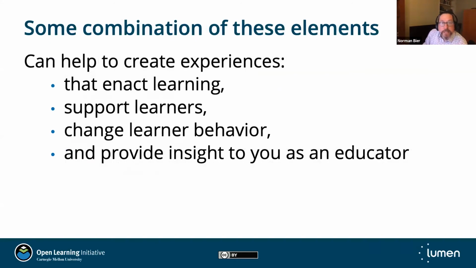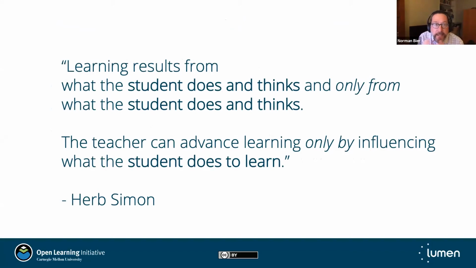But for a concrete example today, what we really want to think about when we think about adaptive systems is some combination of these elements that are going to allow new kinds of experiences that can enact learning, that can support our learners, allow them to change their behavior, but that can also provide insights and opportunities to you as an educator. And this piece is important because really what we're thinking about when we think about adaptivity is a different Herb Simon quote, and that is that when we are really trying to support students and cause learning to happen, our only window into that is to try to influence the things that students are doing, things that students are thinking. And so we really need to think deeply about how we're going to provide those kinds of influences.